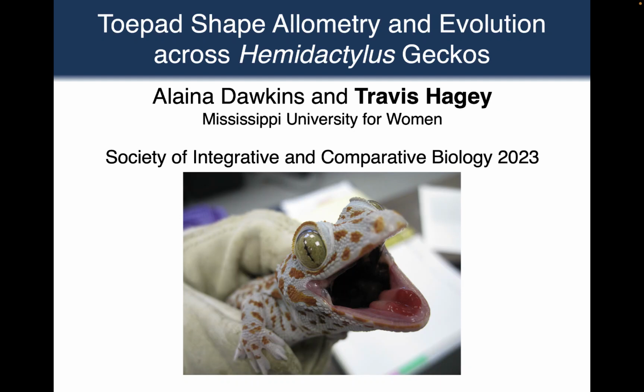And so my talk is going to be titled Toepad Shape, Allometry, and Evolution Across Hemidactylus Geckos. And so this is a talk for the Society of Integrative and Comparative Biology Conference 2023. My name is Travis Hagey. I'm a professor at Mississippi University for Women. And this is a project that was done by one of my students, Alaina Dawkins, who's graduated now, an undergraduate student.